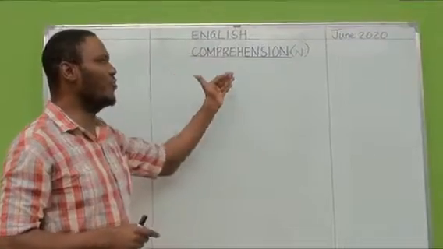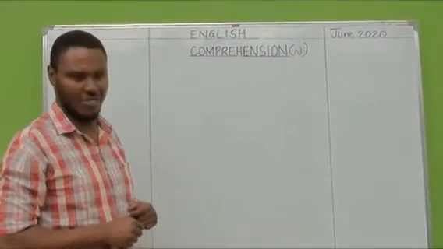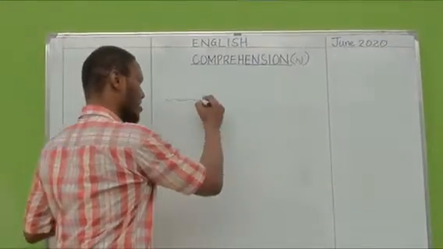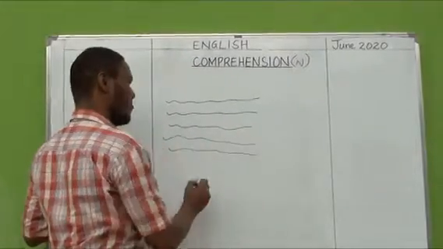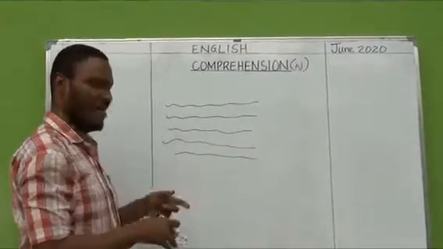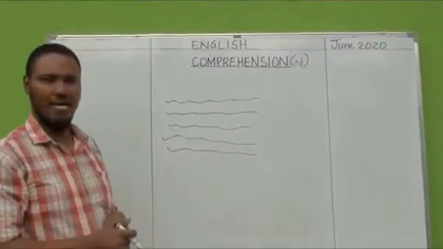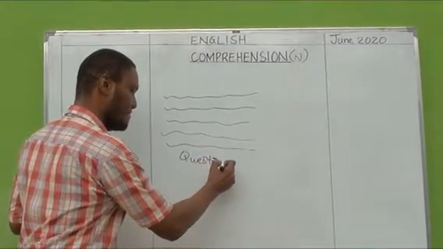So how do you deal with the comprehension passage? And how do you deal with the questions? So when you're given the story, we have a story. So these lines here, we have this story here. You have your story, maybe 1 paragraph, maybe 2 paragraphs, maybe 1 page, 2 pages. Then you have the questions at the end here.